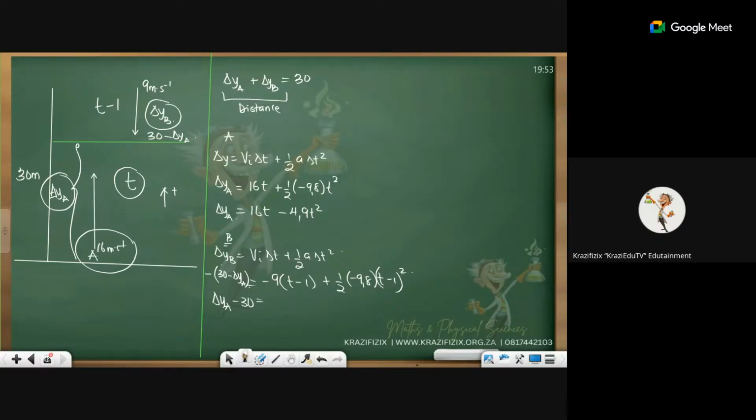Could we equate before the 30 minus delta y? And if you are equating, you must make sure you put that negative there. The problem is the negative. That's why I first have to explain that negative is the problem. If you do 30 minus y without the negative, we're going to run into issues.